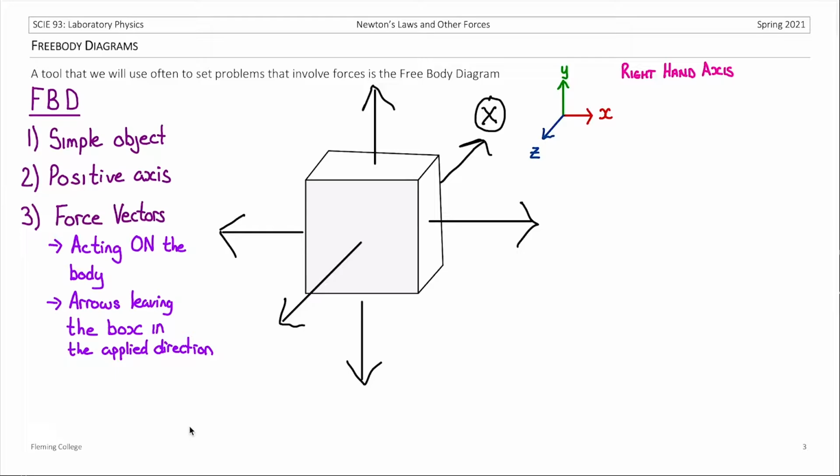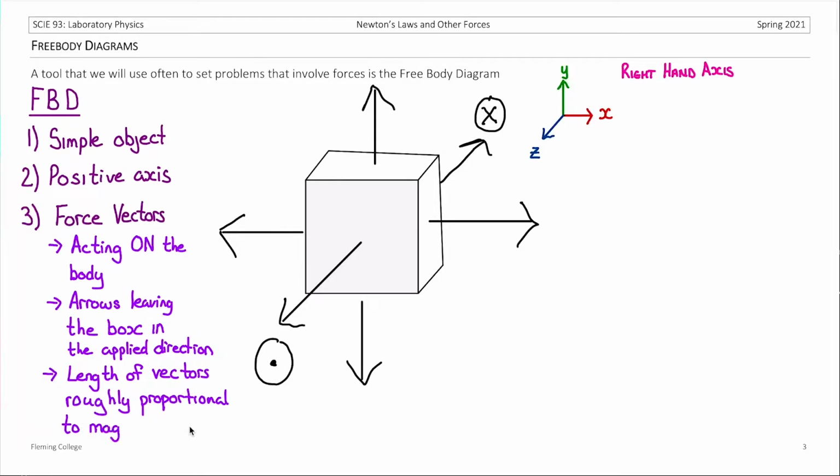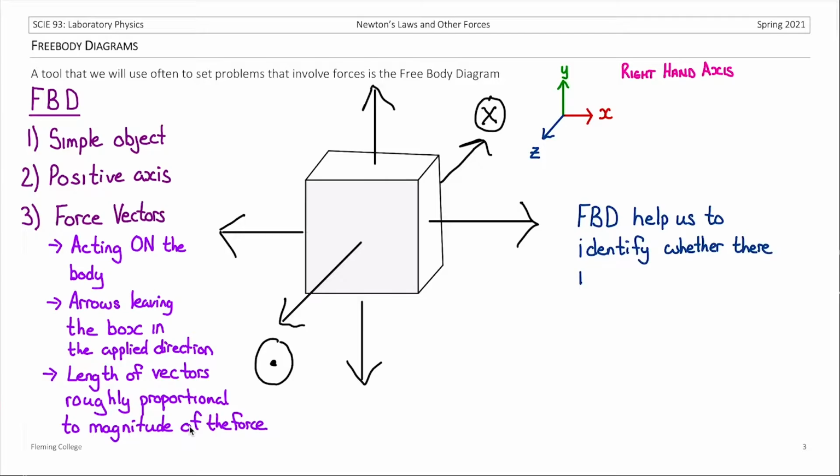The X shows you that you see the tail of the arrow. And a vector coming out of the page would be a circle with a dot trying to represent that you are looking at the point of the arrow coming towards you. And while we are considering these as sketches, not scale drawings, the length of the arrow should be proportional to the magnitude of the force. With all of this information on our sketch, free body diagrams will help us to identify whether there's a net force in any particular direction.